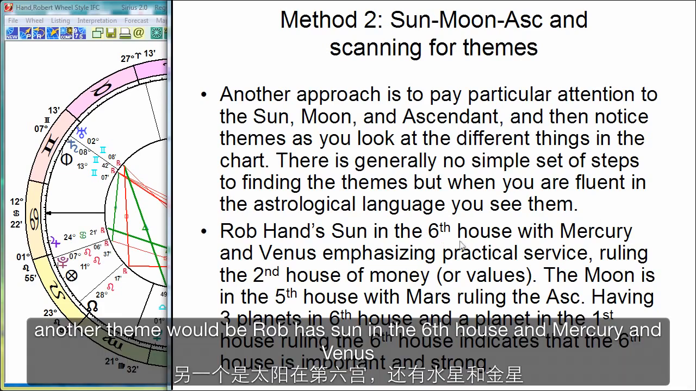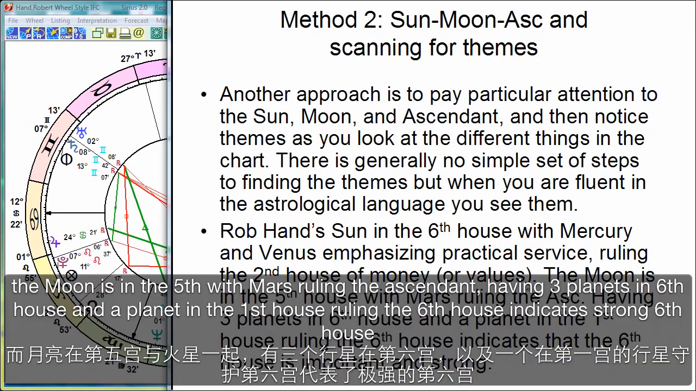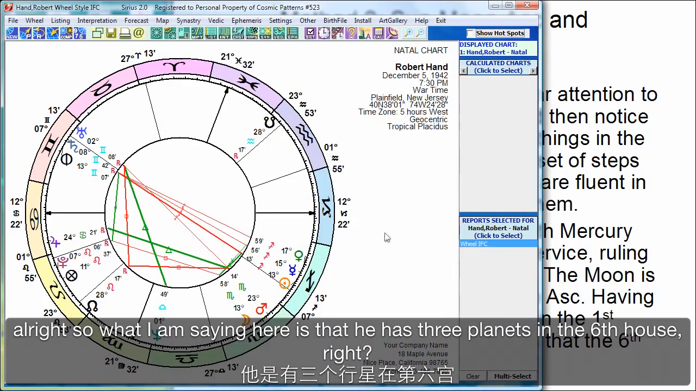Another theme would be Rob has Sun in the 6th house and Mercury and Venus, and they rule the 2nd house. The Moon is in the 5th with Mars ruling the ascendant. Having 3 planets in the 6th and a planet in the 1st ruling the 6th indicates a strong 6th house. All right, so what I'm saying here is that he has 3 planets in the 6th house, right?